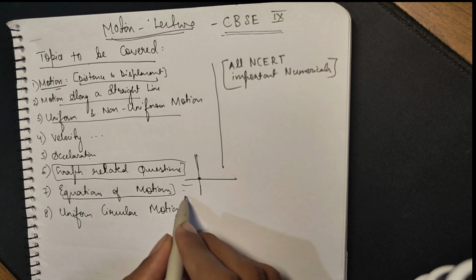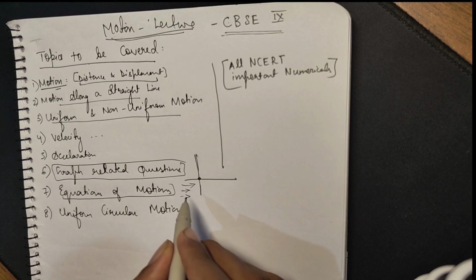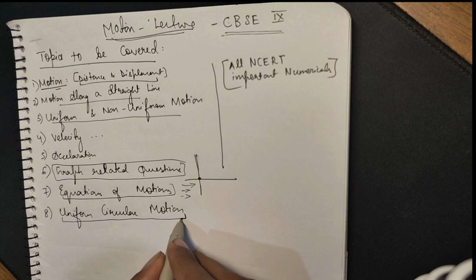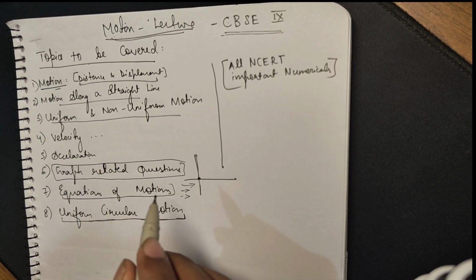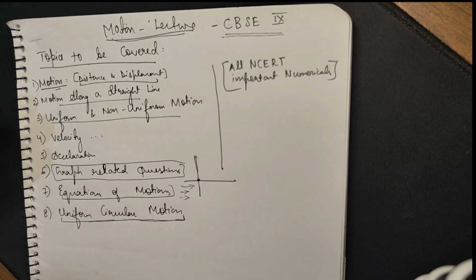There are 3 equations which will be with you until you finish your 12th standard. Very important. And then we have uniform circular motion. We'll start with the basics of uniform circular motion. That's it. So let us first start with talking about motion.